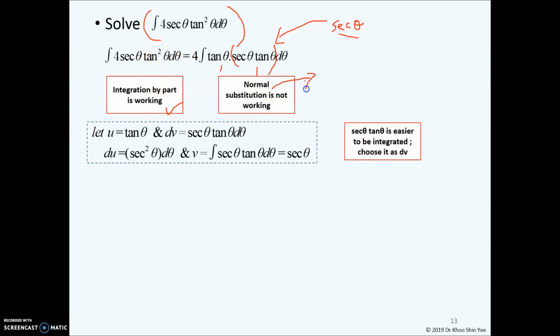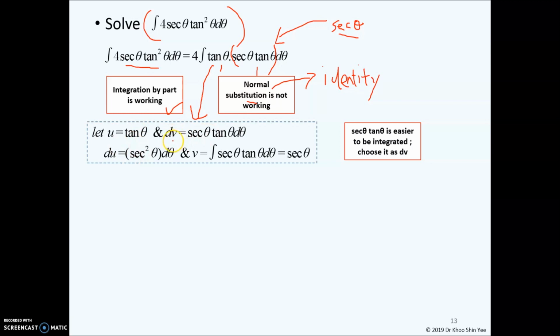But actually it's still working, just that you have to find a way to reduce the tangent square angle into a more basic function like tangent, secant, cos, sine, which is not so straightforward, but you can use it. You can use the substitution by using more trigonometric identities to convert this into a more basic form. However, in this case, it will be straightforward for us to apply the integration by parts.